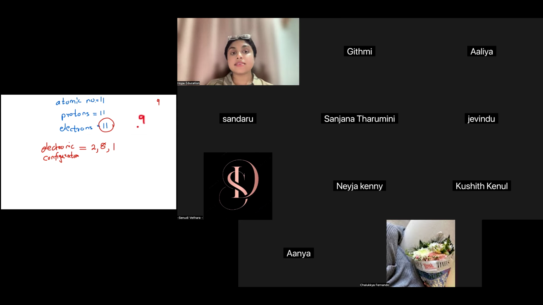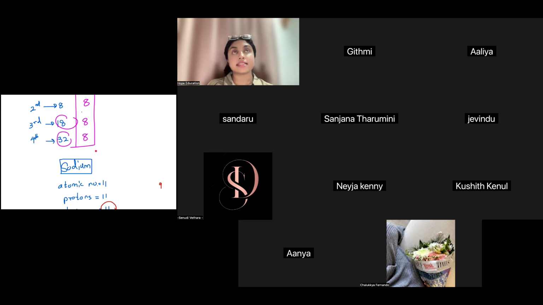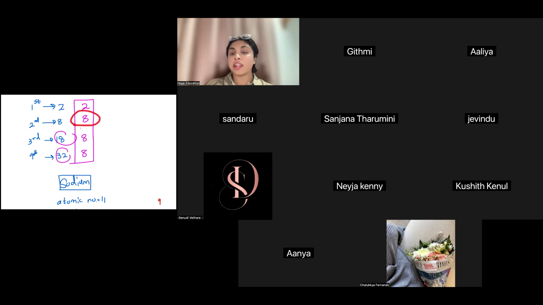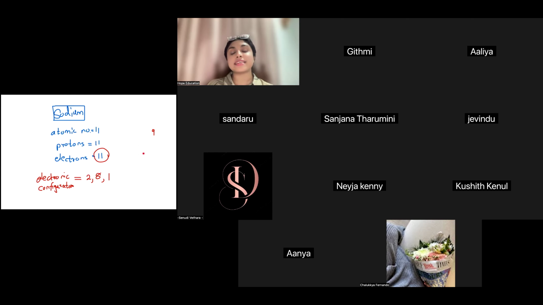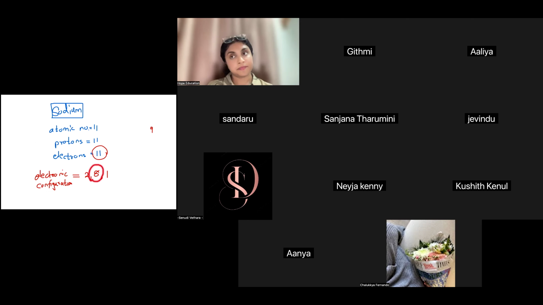As I said, second energy level එකේ there are 8 seats. So there are 9 electrons. Out of these 9 electrons, 8 electrons can sit in the second energy level. When 8 sit in the second energy level, there's 1 electron remaining. That 1 electron will sit on the third energy level. That's how you arrange the electronic configuration.